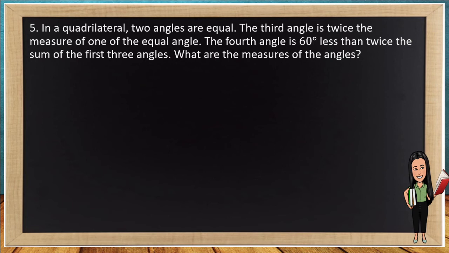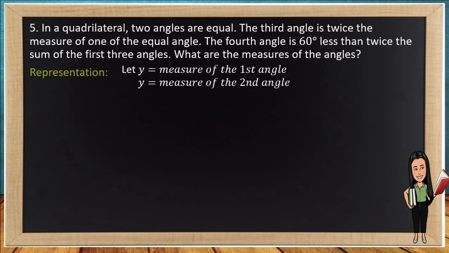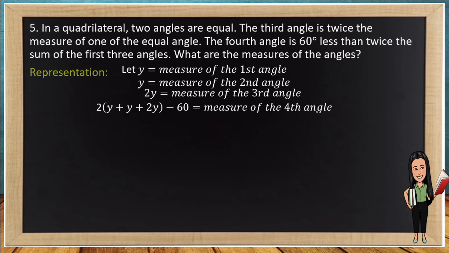Represent muna natin. Yung equal angles muna. If we let y be the measure of the first angle, dahil equal yung dalawa, y din yung second angle. Yung third angle naman, twice the measure of one of the equal angles, 2y. Yung fourth angle naman is 60 less than twice the sum of the first 3. Add nyo yung first 3, y plus 2y, multiply that by 2, and then subtract 60. That's the measure of the fourth angle.